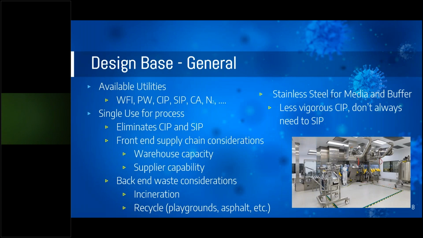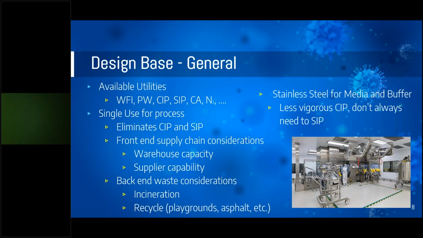Diving a little bit further into the design basis itself, again, we assumed all the utilities would be in place: your WFI, purified water, CIP, SIP, etc. Now, as I just mentioned, we assumed a single-use and stainless steel hybrid facility, with the single-use aspect really being incorporated into the main process equipment itself. One of the main reasons that we decided to do this is because it eliminates the need to CIP and SIP any of your process equipment.